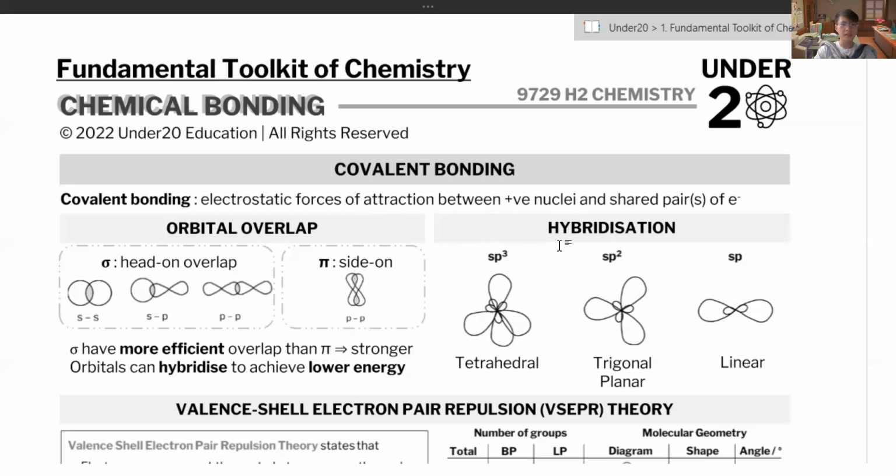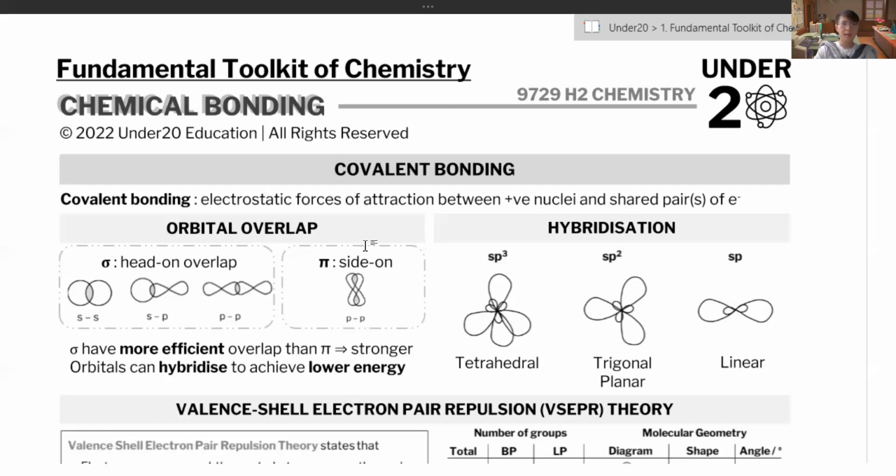Covalent bonding is the electrostatic forces of attraction between the positively charged nuclei. It's nuclei because you form a covalent bond between two atoms, right? So positively charged nuclei and the shared pair of electrons. This occurs when there is orbital overlap. If you recall, in atomic structure, you have your s, p and d orbitals, right? There are two main types of overlap. One is known as sigma overlap or sigma bond, which is a head-on overlap, which occurs between s-s, s-p, and p-p. As long as there is a head-on overlap, it's a sigma bond, and it is always the first type of bond that is formed.